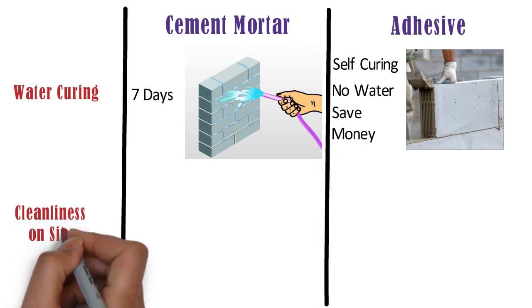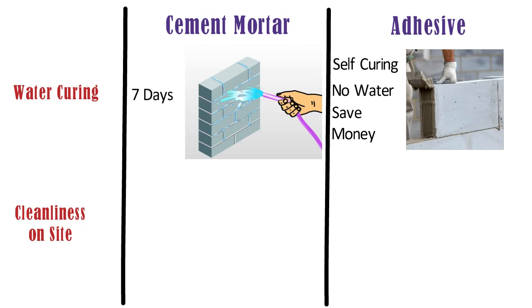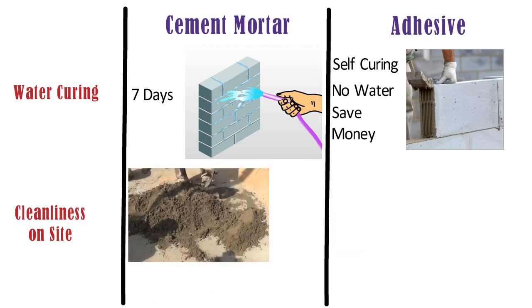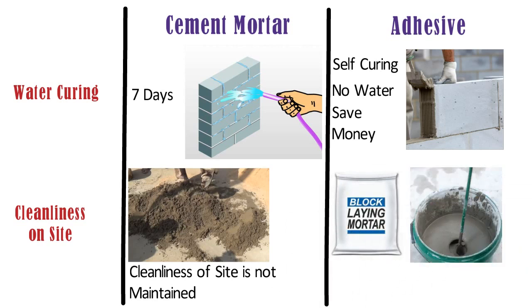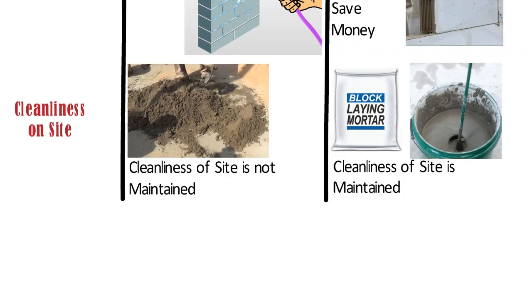Cleanliness on site. In case of conventional mortar, due to mixing of raw materials such as cement, sand, water on site and curing, the cleanliness of site is not maintained. Whereas AAC block adhesive comes in premix form. Only water has to be added at site. Due to this and its self-curing nature, the cleanliness of site is maintained.